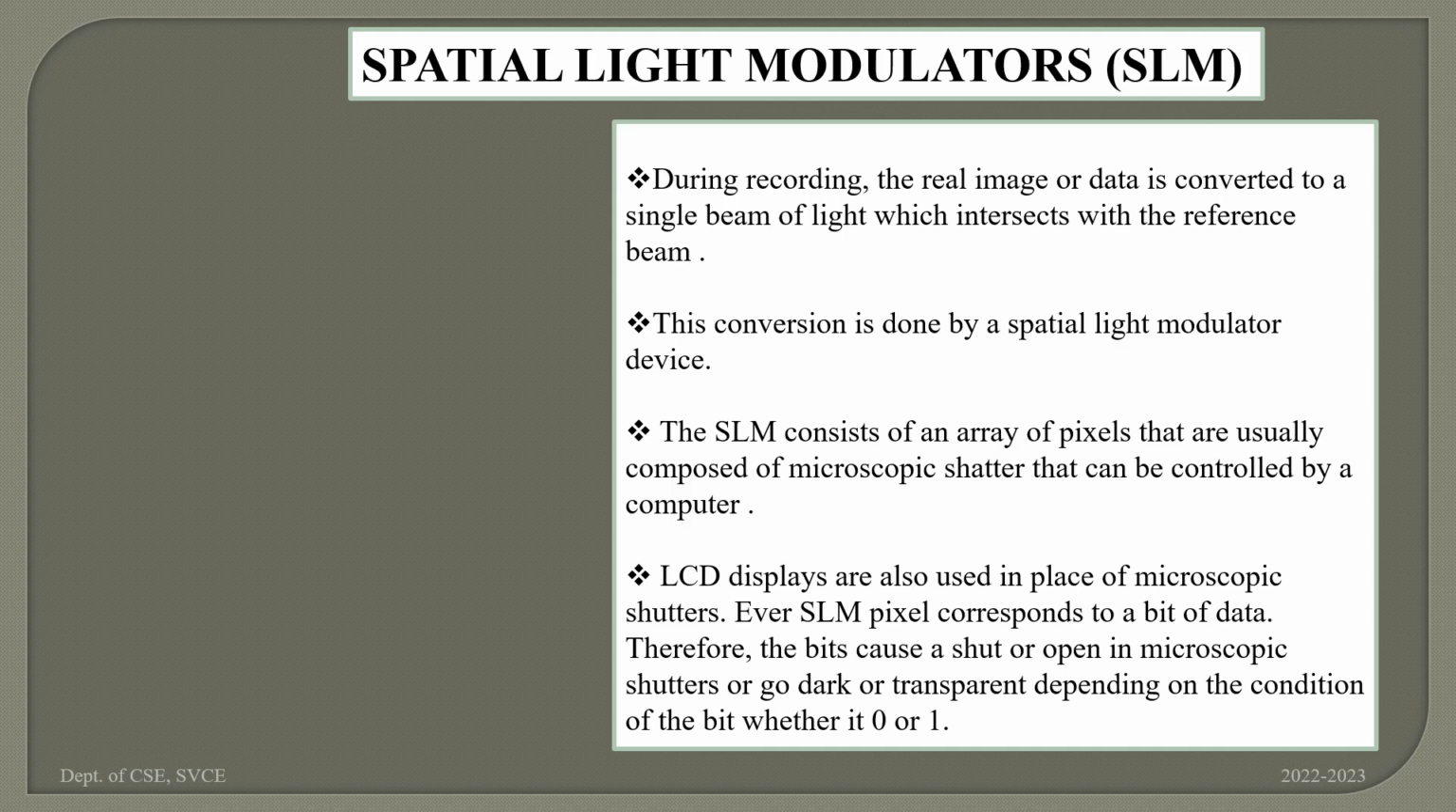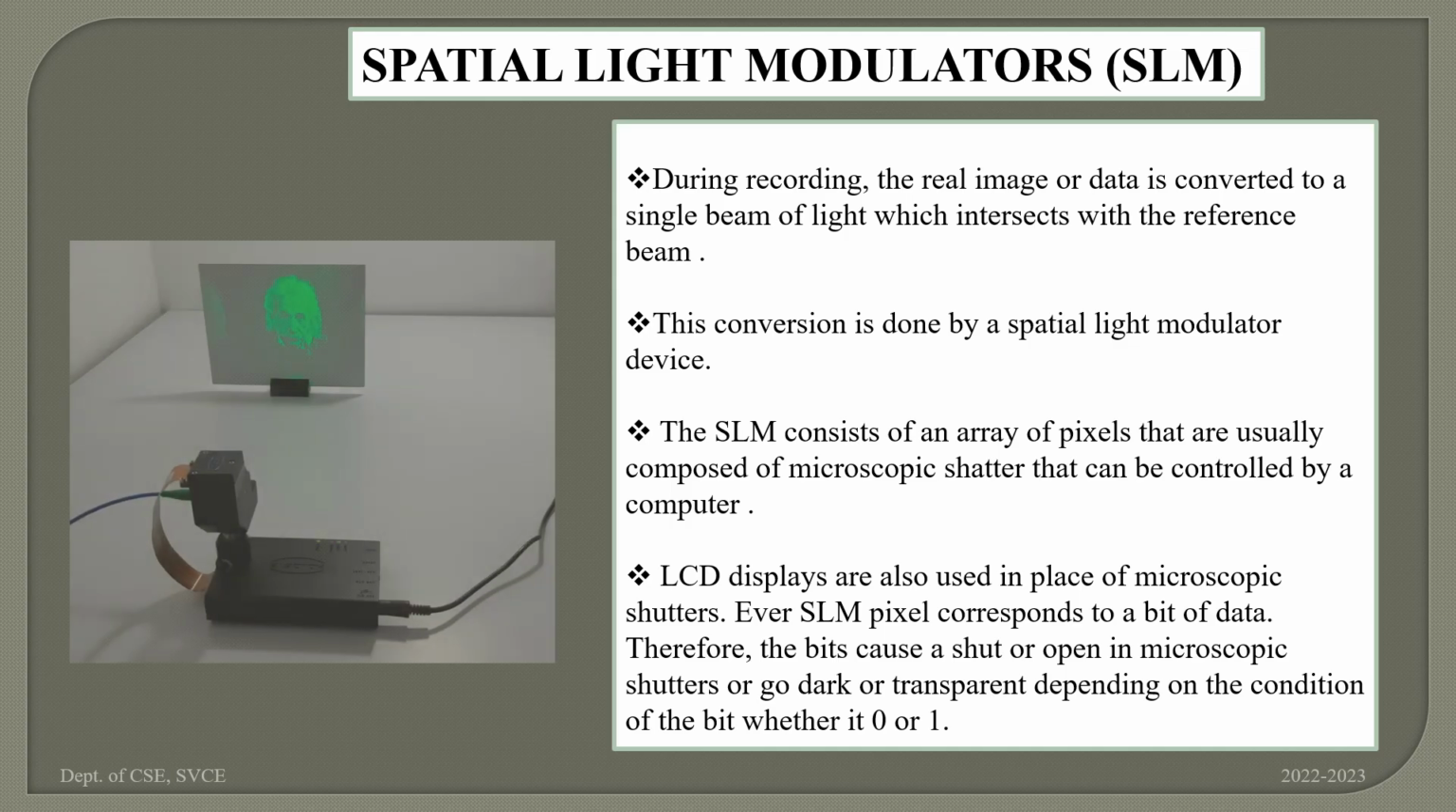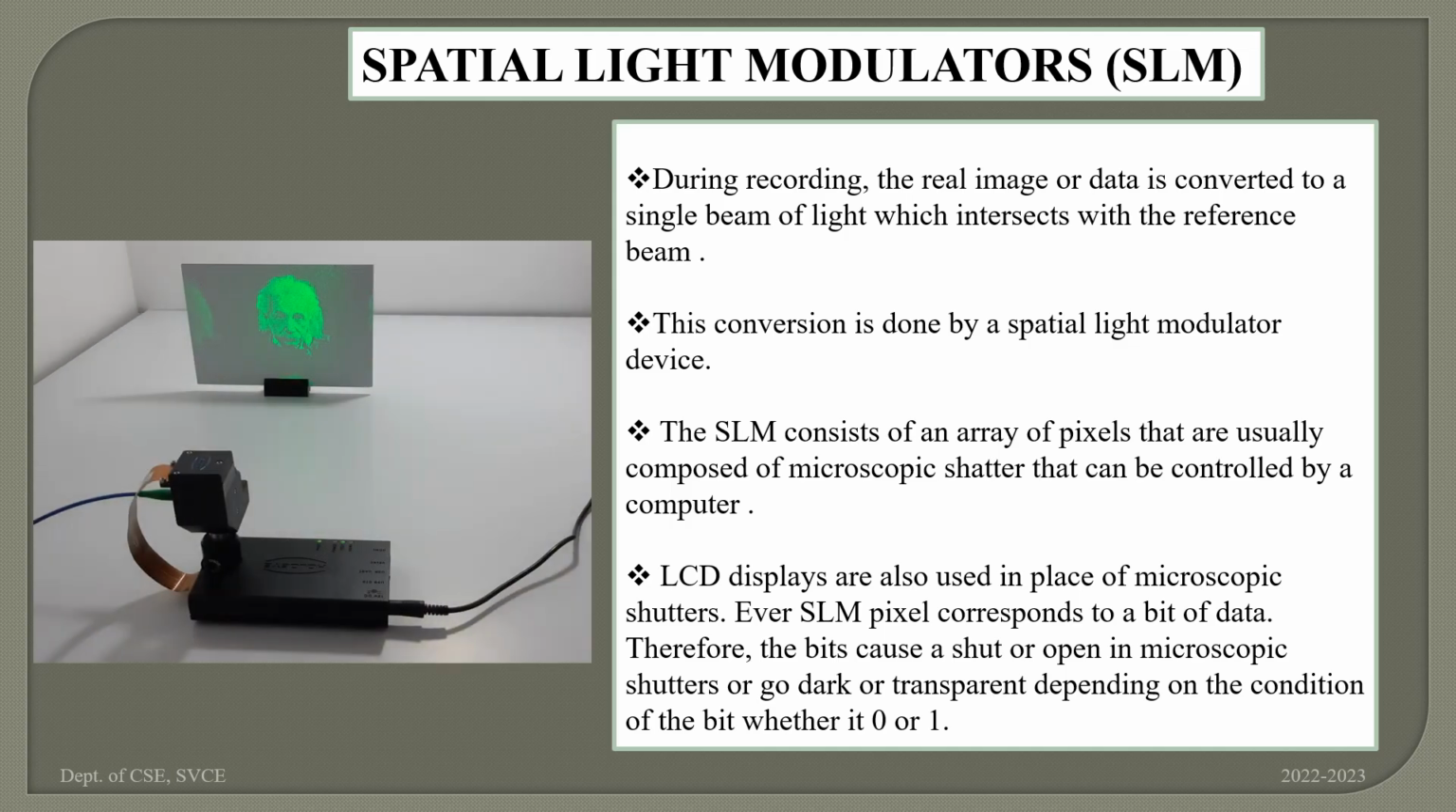Every SLM pixel corresponds to a bit of data. Therefore, the bits cause the microscopic shutters to shut or open, or go dark or transparent, depending on the condition of the bit, whether it is 0 or 1. The picture shows the spatial light modulators. This represents the spatial light modulators.